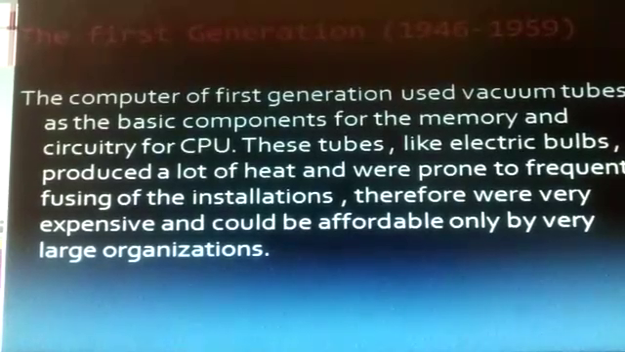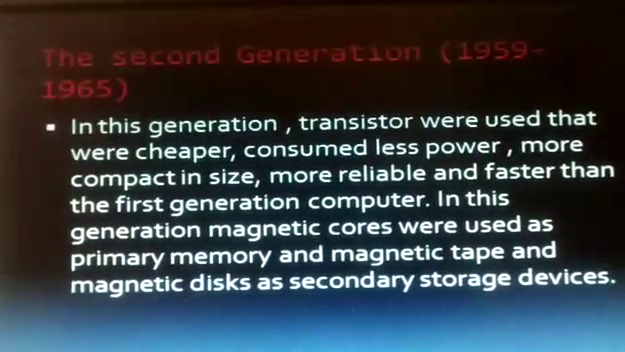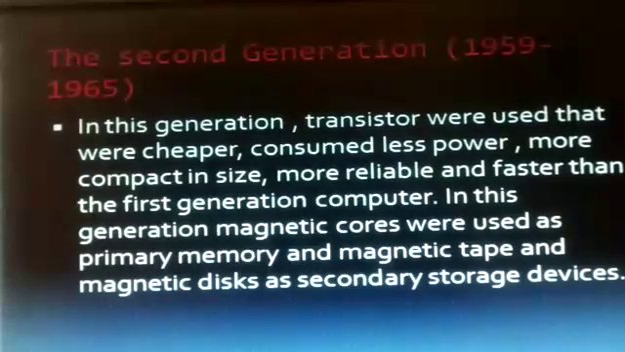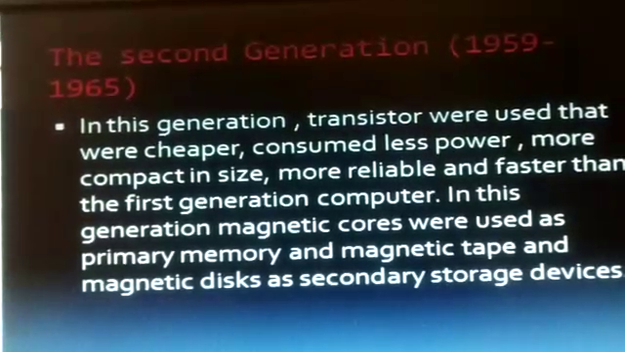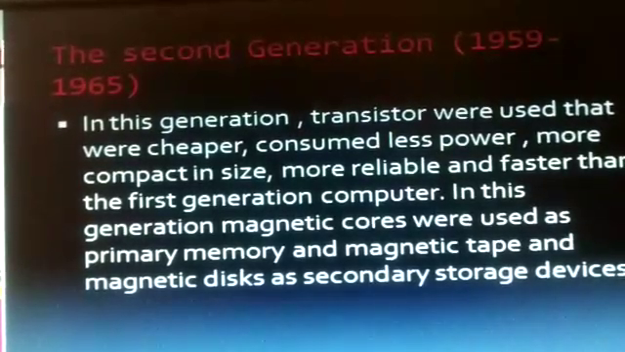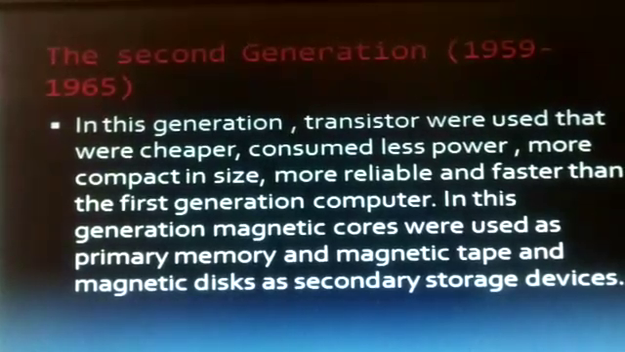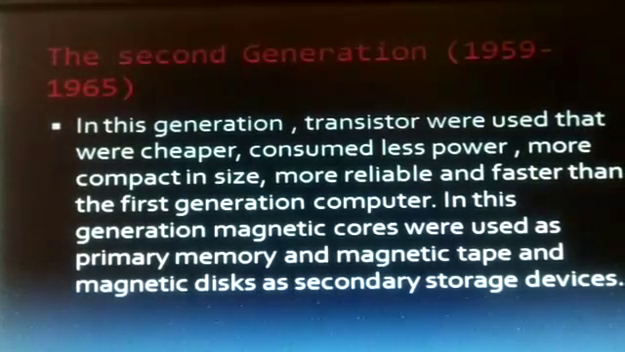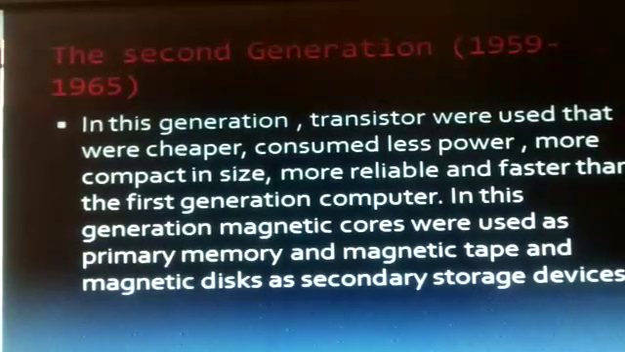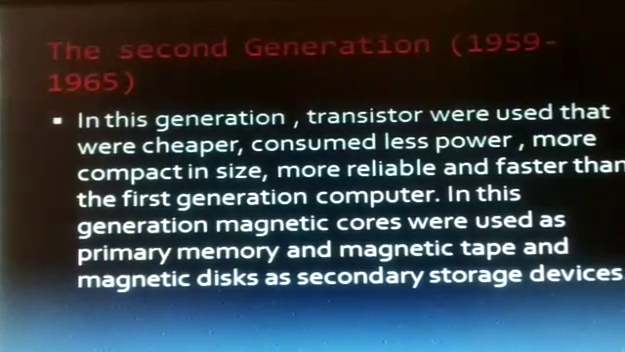Now let's start with the second generation of computer. The period of the second generation is 1959 to 1965. In this generation, transistors were used that were cheaper, consumed less power, more compact in size, more reliable and faster than the first generation of computer. Magnetic cores were used as primary memory and magnetic tape and magnetic disk as secondary storage devices.